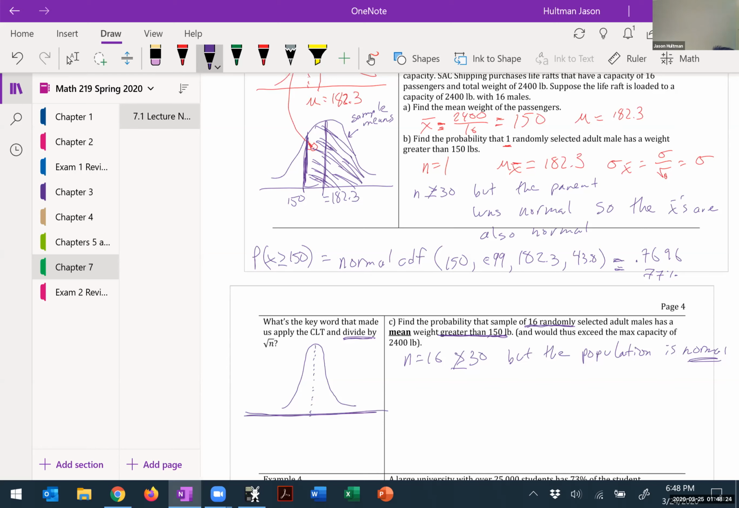Still, the mean is 182.3, but the standard deviation went down by a factor of 1/4. How did it go down by 1/4? Well, the new standard deviation for the means is the original standard deviation divided by the square root of n. The original standard deviation was 43.8, but now it's divided by the square root of 16, which is 43.8 divided by 4.